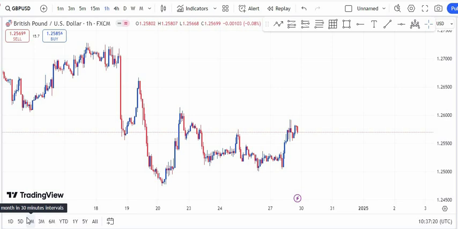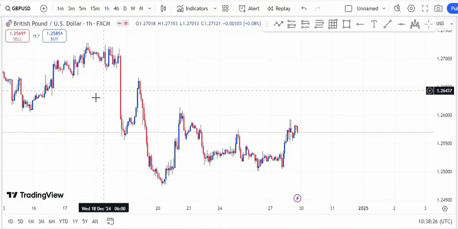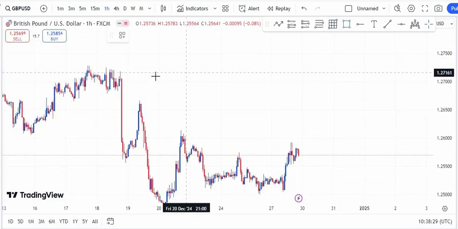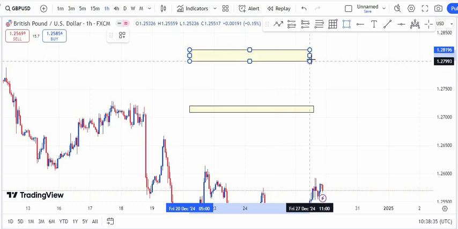So the first thing we're going to do now is know what the meaning of Fibonacci is. That is, let's know what Fibonacci is, what it's used for, and literally what it is about, right? So what is Fibonacci? Now, Fibonacci retracement is a technical analysis tool that uses horizontal lines and percentages to help traders identify potential areas of support and resistance in the Forex market. Easy as that. We use Fibonacci to know where the support and the resistance is. And as you all can know, support is the bottom and resistance is always the top. So in my next video, we're talking about support and resistance.